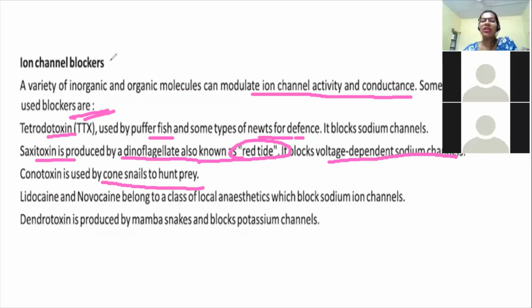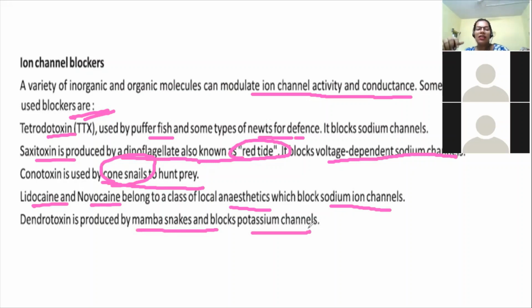One of my seniors was working on this, and it was really very difficult for him, because catching the cone snails from the ocean and the beaches, and then purifying the toxin also. So he was working on the purification of the conotoxin. He was making a certain kind of drug actually. Then we have lidocaine and novocaine, they belong to the anesthesia class, again blocking the sodium channels. So now you know, when you talk about the anesthesia given in the hospital, it is nothing but sodium channel blockers only. Then we have dendrotoxin, which is produced by mamba snakes and blocks the potassium channels.